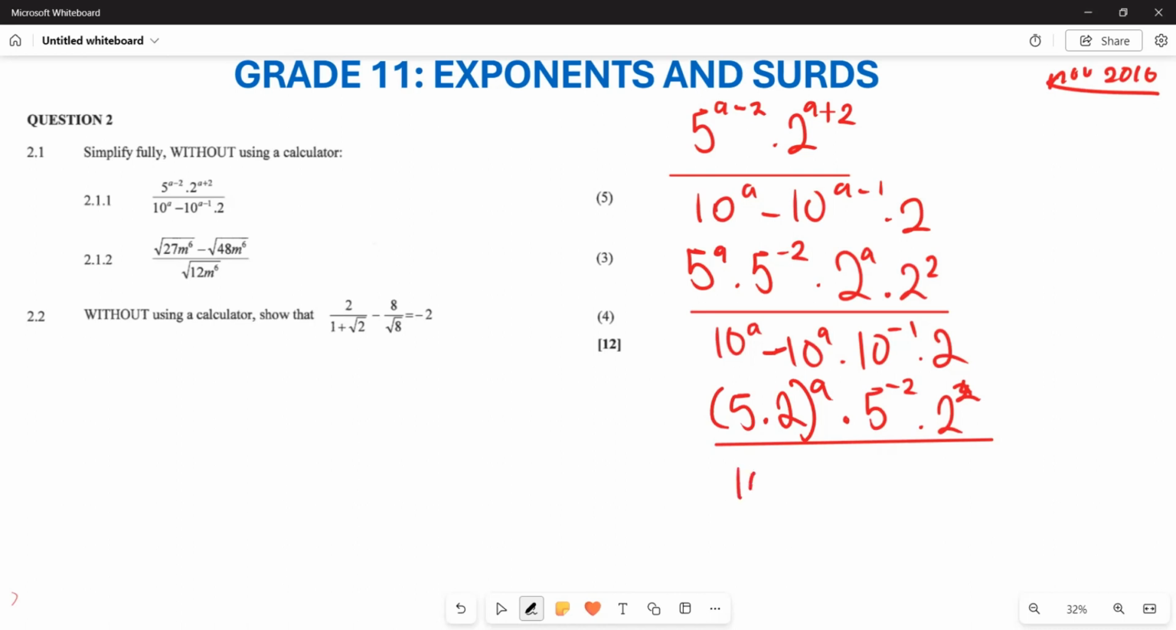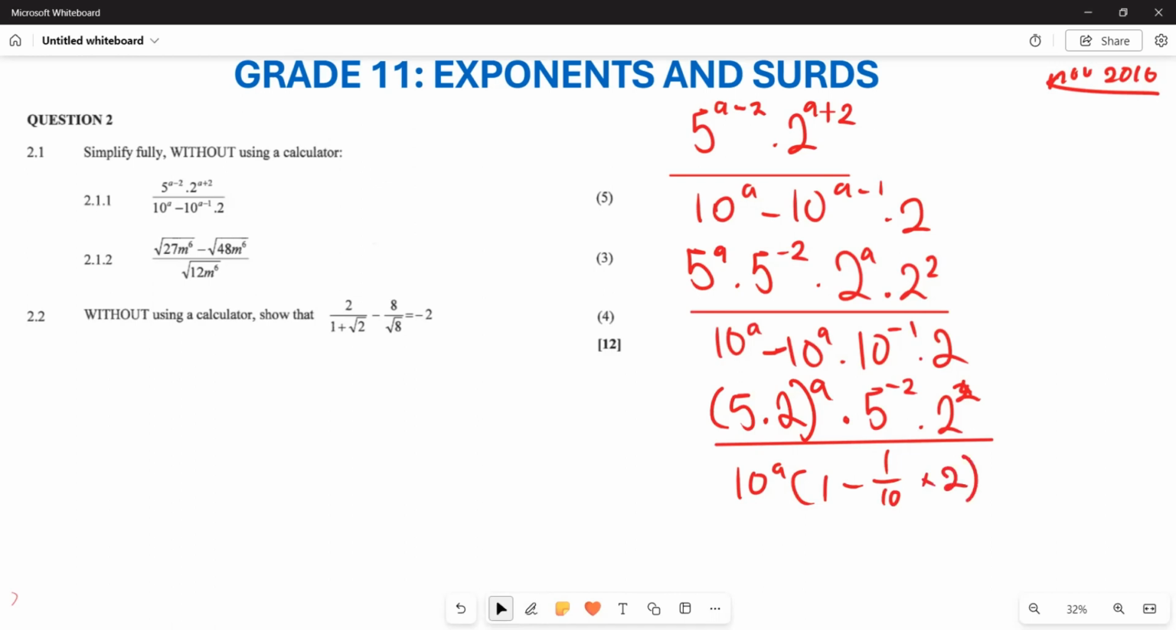Now, if you take out 10 to the power of a as your common factor, what are you going to be left with? Here it's going to be 1 subtract what? If you write this nicely, this is the same as 1 over 10 multiplied by your 2. So this is one and the same thing.